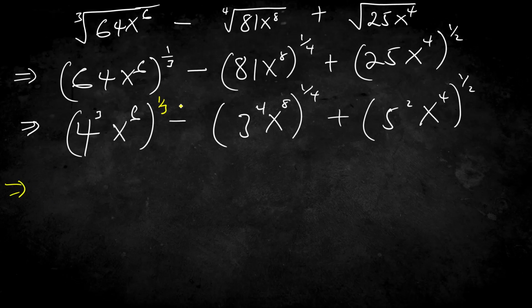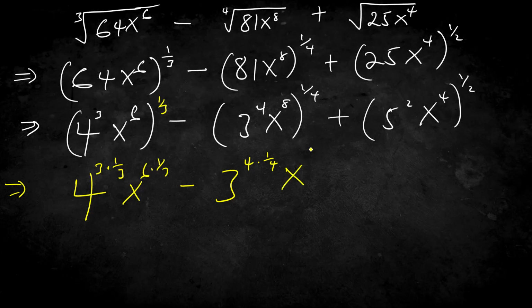So let's multiply the powers by what is outside. We have 4 to the power 3 times 1/3, x to the power 6 times 1/3, minus 3 to the power 4 times 1/4, x to the power 8 times 1/4, plus 5 squared times that, x to the power 4 times that.